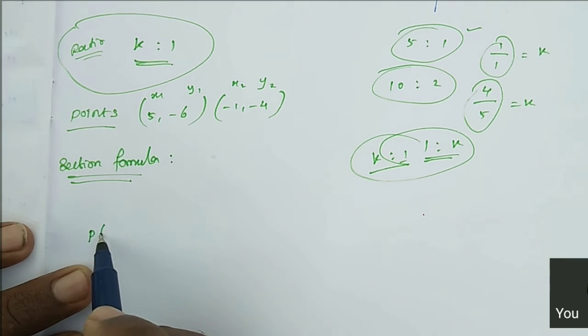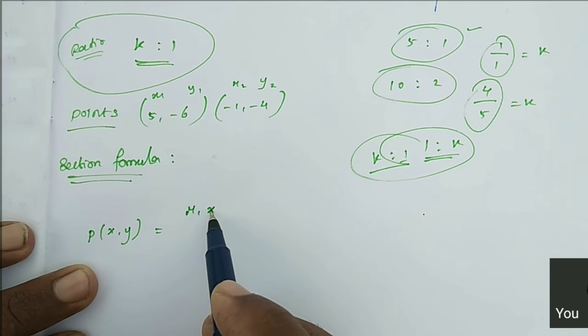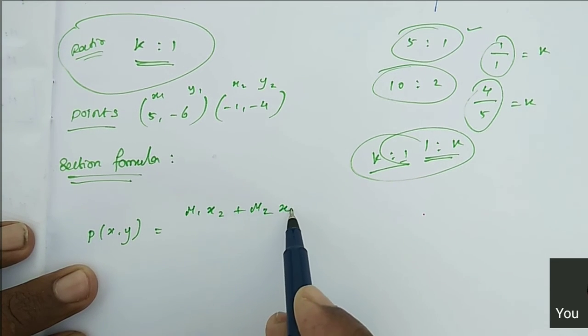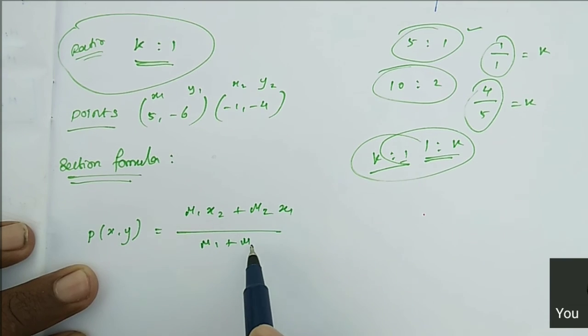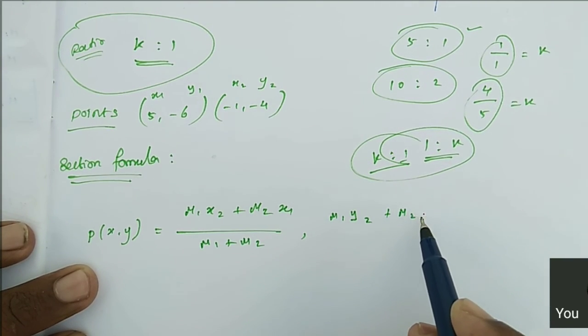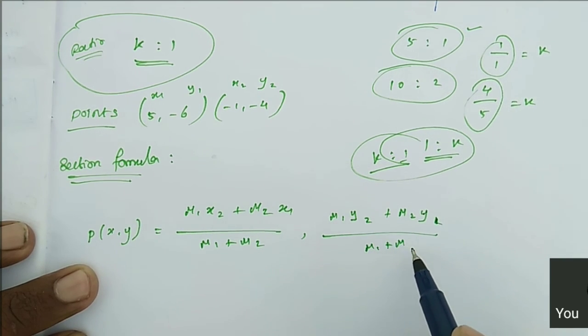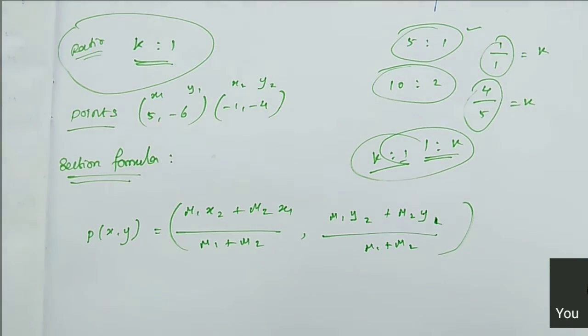The point P(x, y) is equal to (m1 x2 plus m2 x1) divided by (m1 plus m2), comma, (m1 y2 plus m2 y1) divided by (m1 plus m2). Are you clear?